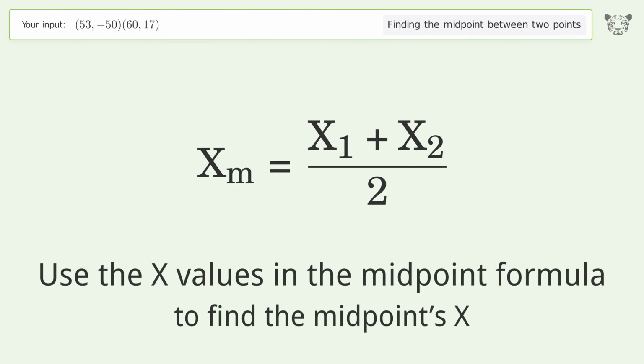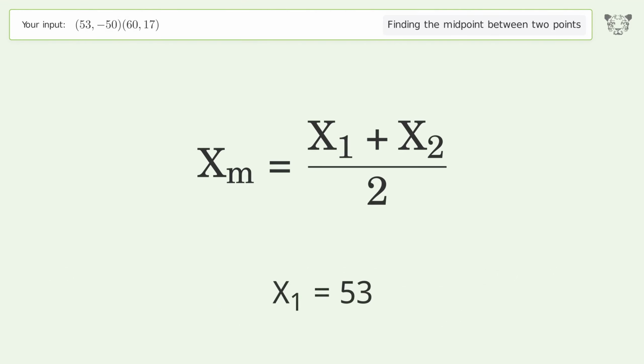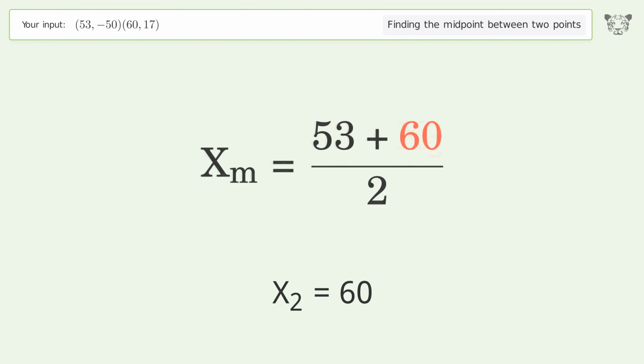Use the x values in the midpoint formula to find the midpoint's x. x1 equals 53. x2 equals 60. Simplify the arithmetic.